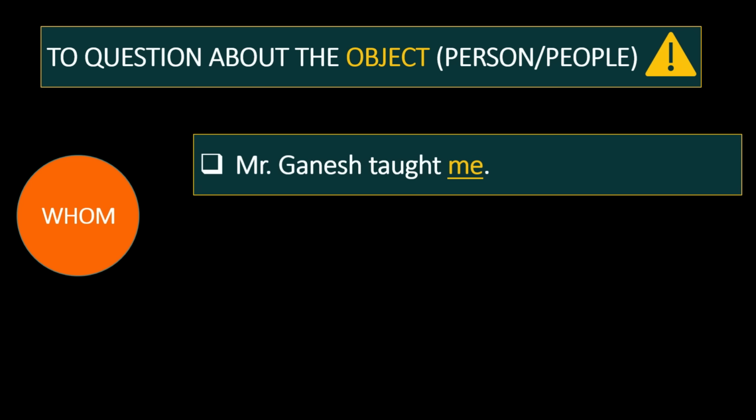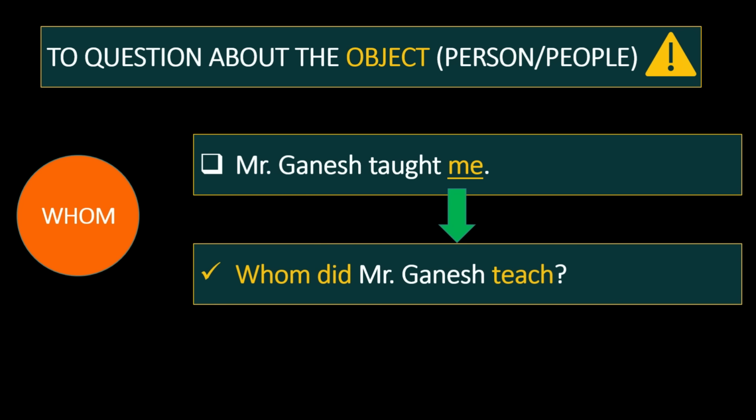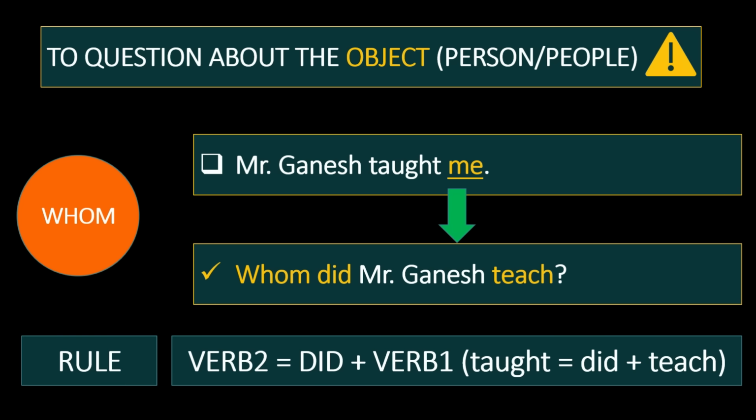Again, whom with a different sentence. Mr. Ganesh taught me. Mr. Ganesh, subject, taught, verb, me is the object. Now we have to get this object as the answer, and the question should begin with whom. Let's try this. Whom did Mr. Ganesh teach? We followed the same rule like we did before. Look at this again. Now here taught is the verb 2 form, and if you split you get did and teach, and you use the subject in the middle. So did Mr. Ganesh teach, and you add whom. Whom did Mr. Ganesh teach?